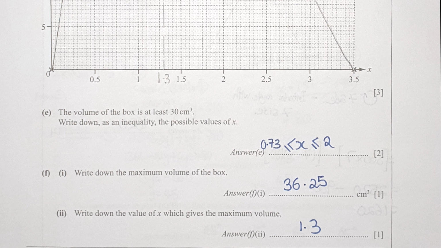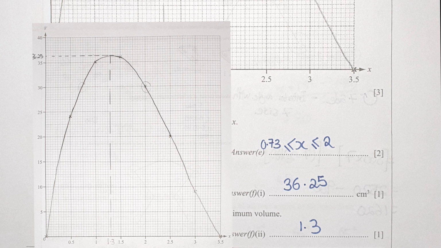Okay, so find the maximum volume of this box. Okay, everyone's answer will be slightly different. What they're trying to do here is actually to identify the highest point of your graph. So my highest point on the graph is actually 36.25.